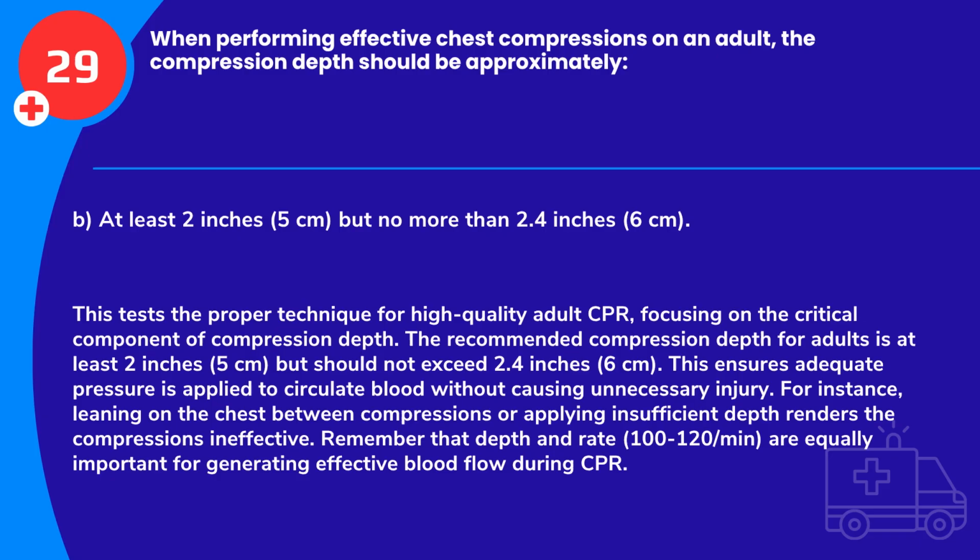Answer: B. At least 2 inches, 5 cm, but no more than 2.4 inches, 6 cm. This tests the proper technique for high-quality adult CPR, focusing on the critical component of compression depth. The recommended compression depth for adults is at least 2 inches, 5 cm, but should not exceed 2.4 inches, 6 cm. This ensures adequate pressure is applied to circulate blood without causing unnecessary injury. For instance, leaning on the chest between compressions or applying insufficient depth renders the compressions ineffective. Remember that depth and rate, 100-120/min, are equally important for generating effective blood flow during CPR.